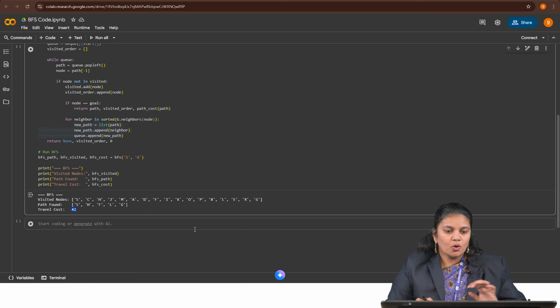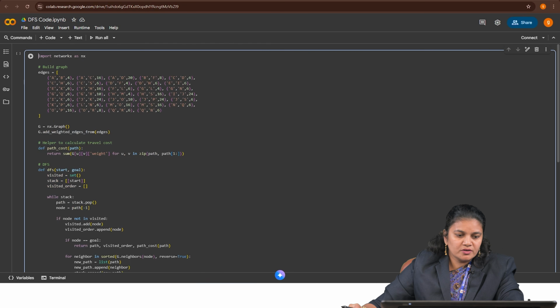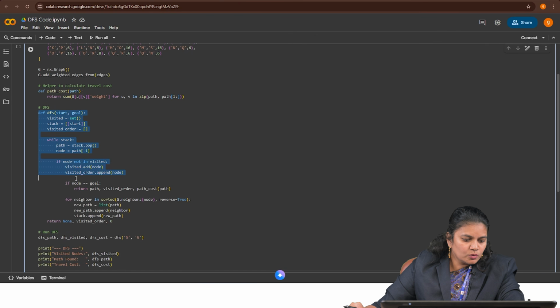Now let us see the coding part of this depth first search. In depth first search, we use the same graph representation, the connection between the vertices and the edge cost, which is given in this list of tuples. And we are initializing the graph. And this is the main part where we can see how the graph works. We are using a stack. In BFS we used a queue. Here we are using a stack and the visiting order, a set, 2 data structures we are using here. So until the stack becomes empty, we have to check.